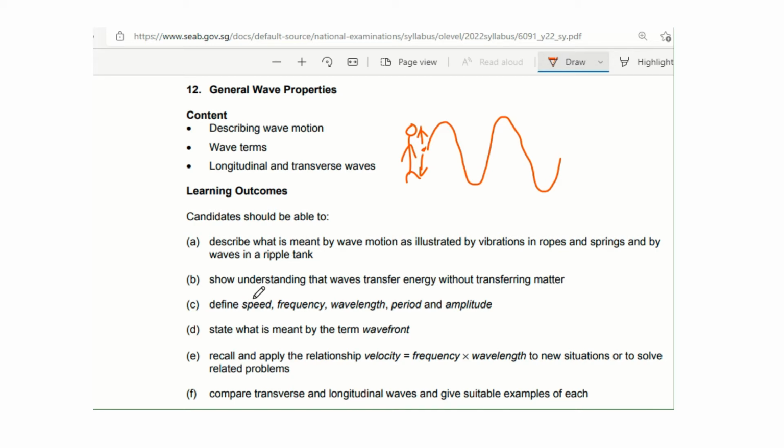Next, you need to be able to define speed, frequency, wavelength, period, and amplitude. I do have a list of the common definitions that you need to know for O-level physics. I'll provide it in the link below. Do check it out. So these are the definitions. Let's look at C and D. You need to know how to define speed, frequency, wavelength, period, amplitude, as well as wavefront. You can find the definitions here.